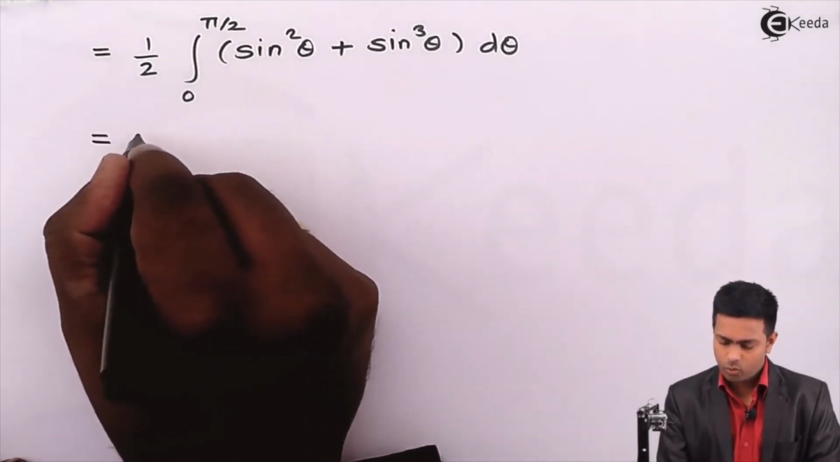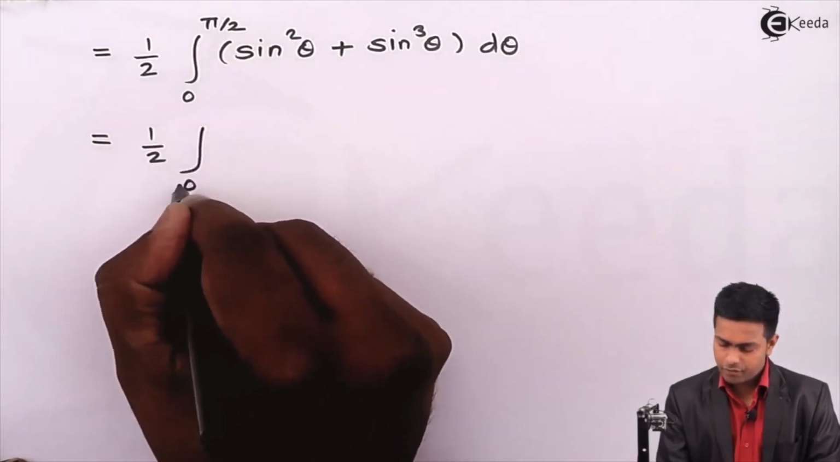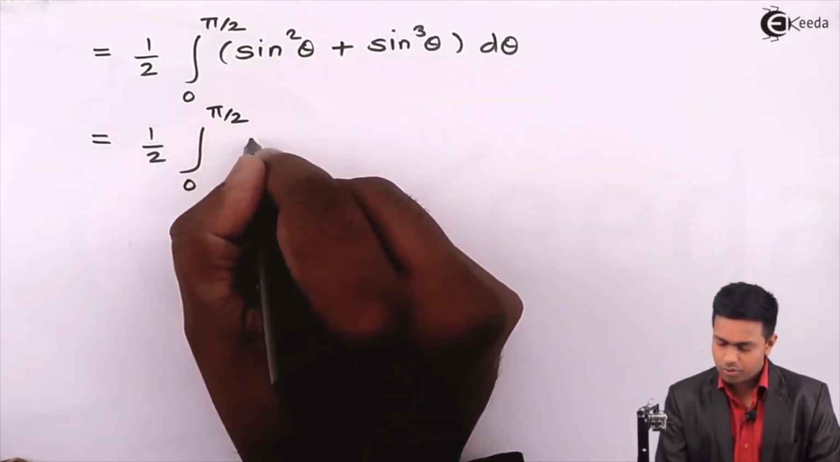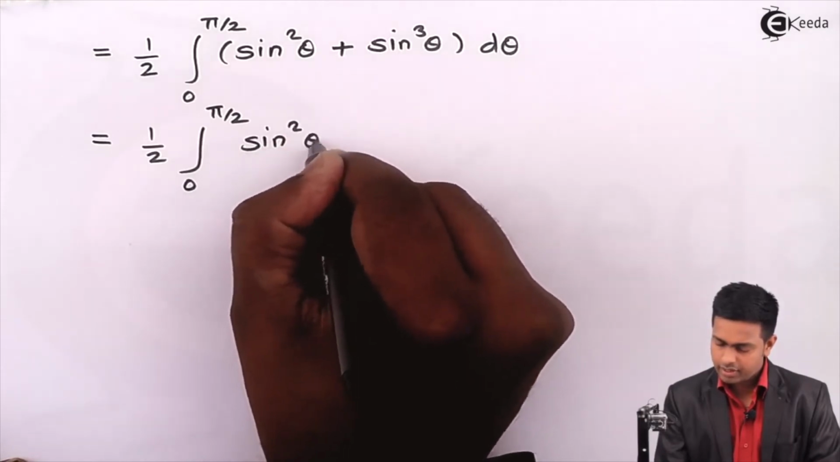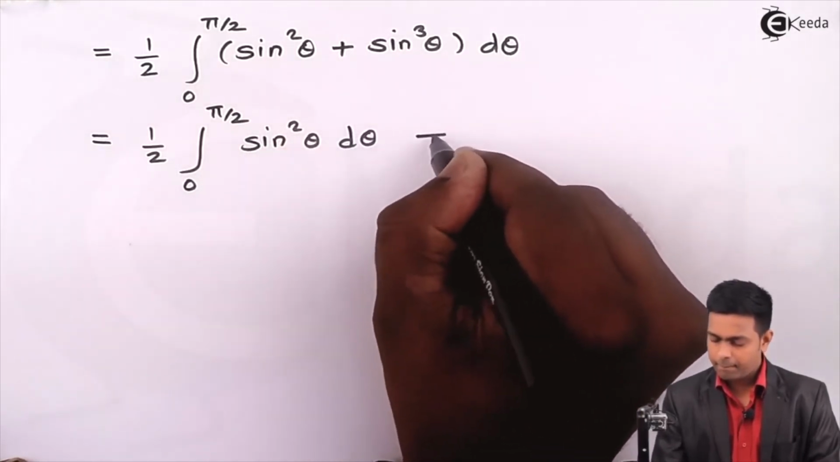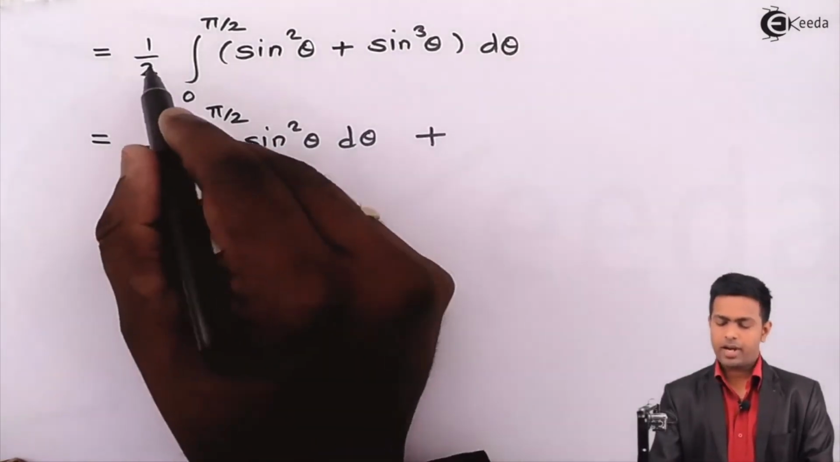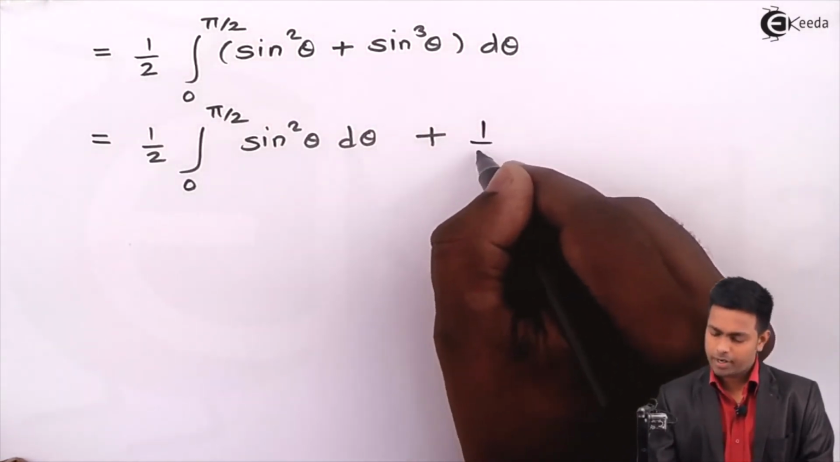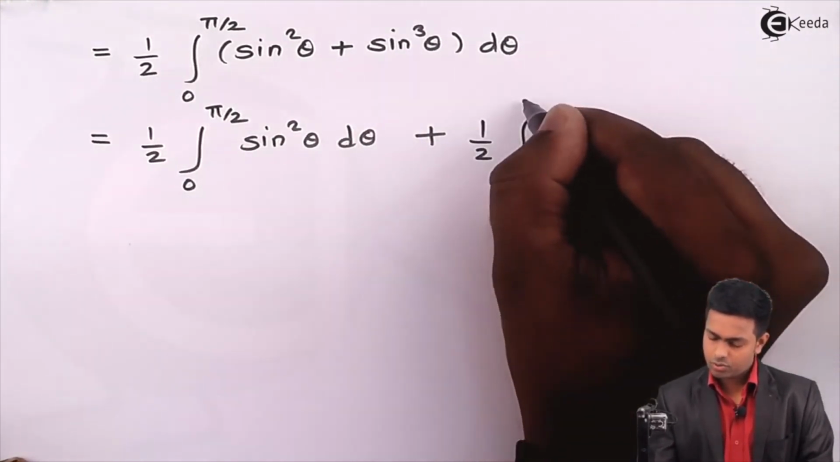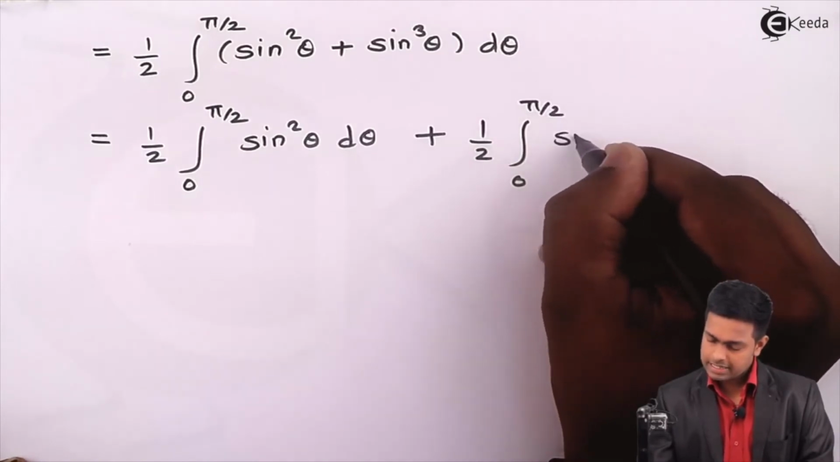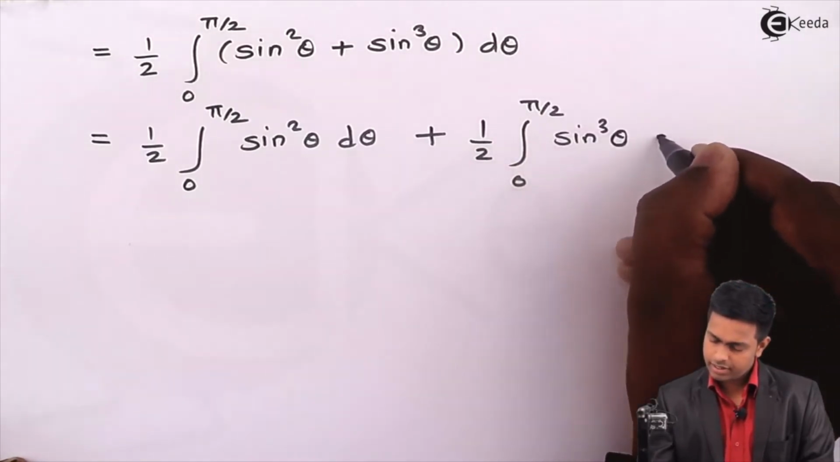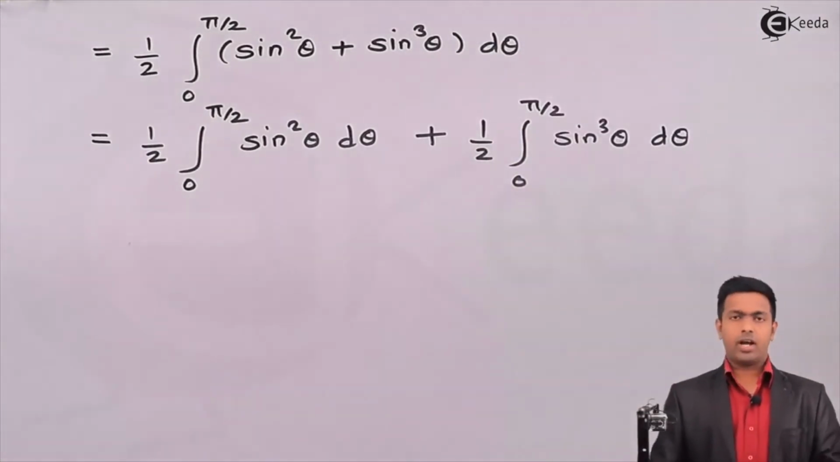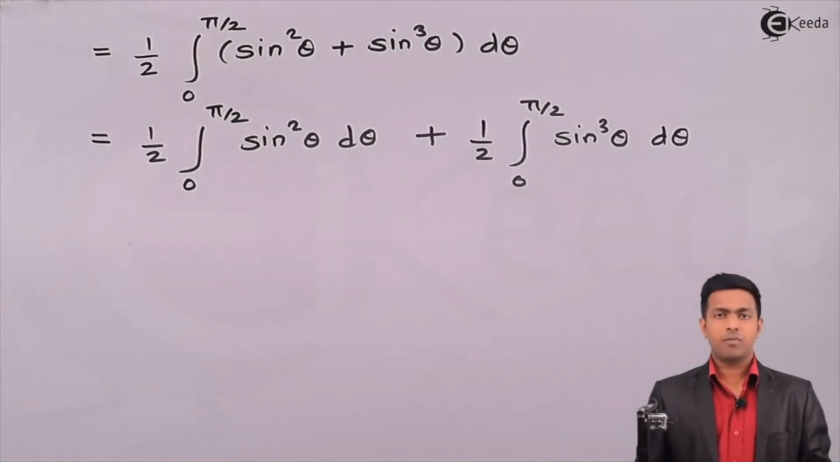So here we will get 1 by 2 integration from 0 to pi upon 2 sine square theta d theta, plus this 1 by 2 will go inside, that will become 1 by 2 integration 0 to pi upon 2 sine cube theta d theta. And now guys, we'll apply the definition of beta function.